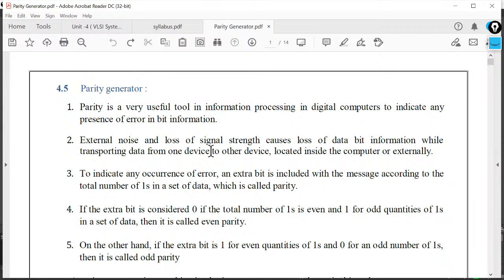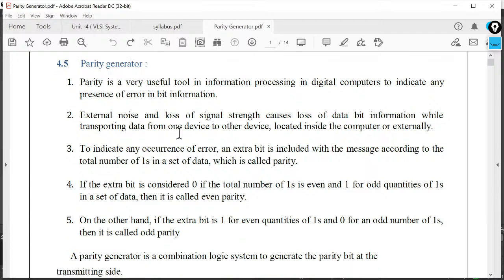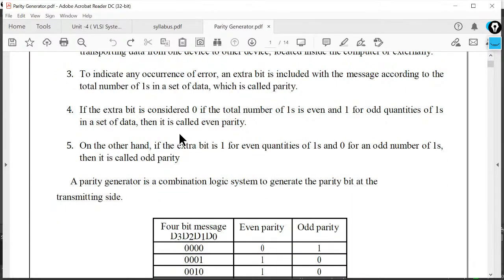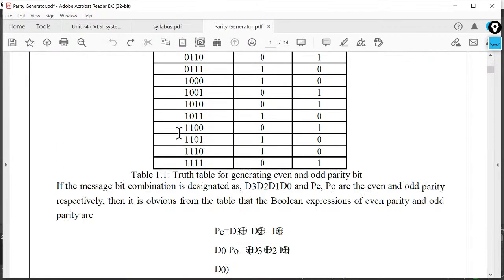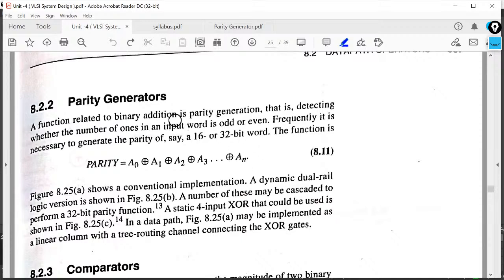You can note down the theoretical portion that is mentioned here. And in your textbook, Neil Weste, the theoretical representation is given. This is the equation of the parity generator.